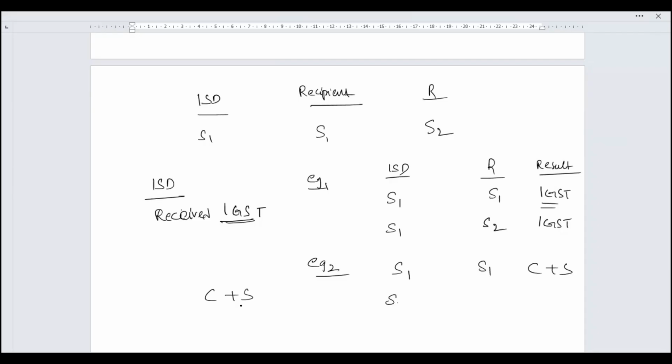My ISD is in state 1, recipient is in state 2. Add C plus S and transfer as IGST. Whatever value of C plus S is there, transfer to the state 2 as IGST.